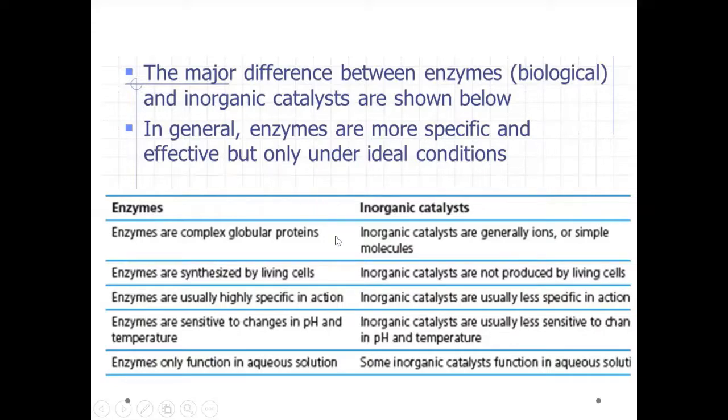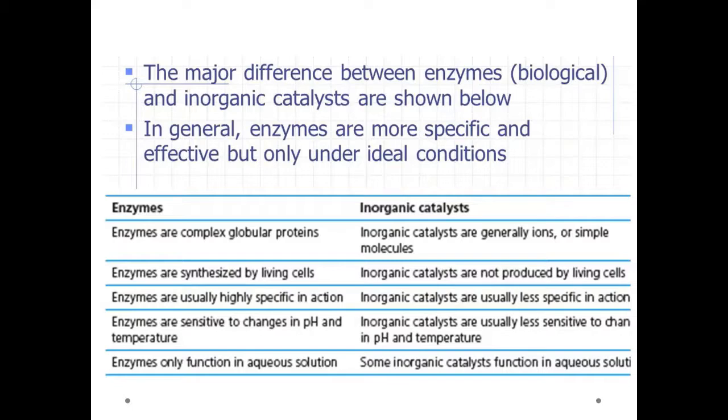First, we talk about structure. Enzymes are organic compounds, as we said before, they are proteins. But inorganic catalysts vary from metal ions, and they have an inorganic nature. If we talk about the place of synthesis, enzymes or organic catalysts are synthesized by the living cells. They are synthesized in our body, but inorganic catalysts are not produced by the living cells.